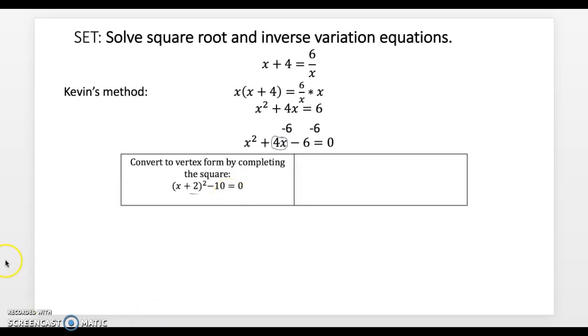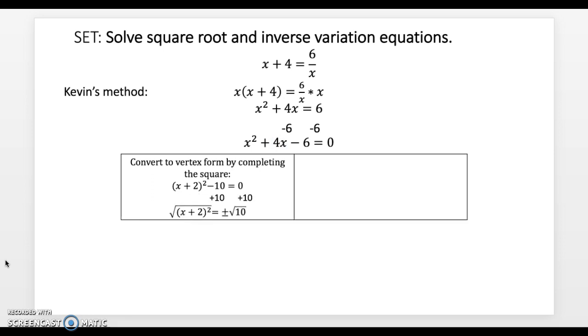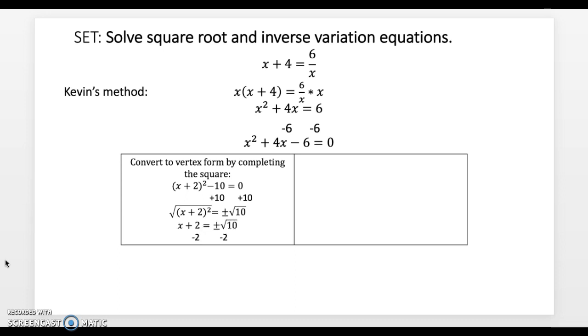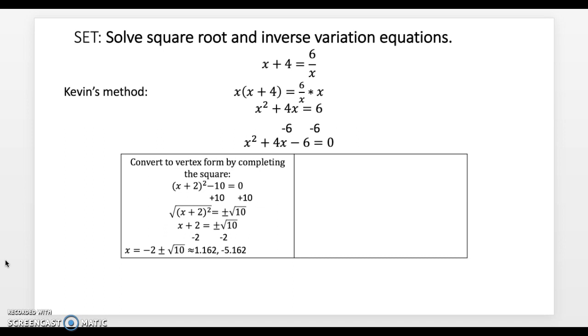And then we have to get back to -6. So when we do x plus 2 squared, we get 4, and so we will subtract 10 from that in order to get back to -6. And then once we've completed the square, we can add 10 to both sides, take the square root of both sides, move the 2 over, and get -2 plus or minus the square root of 10.